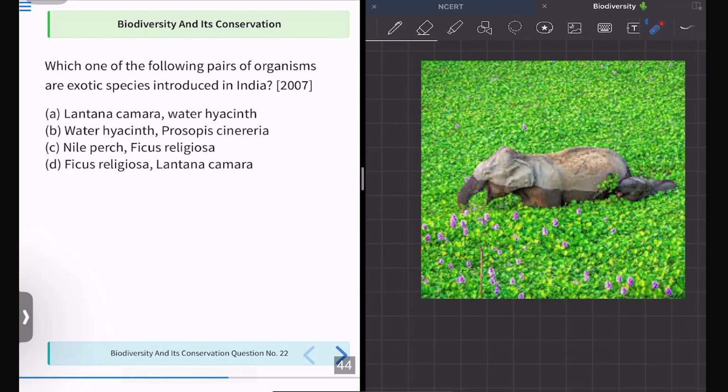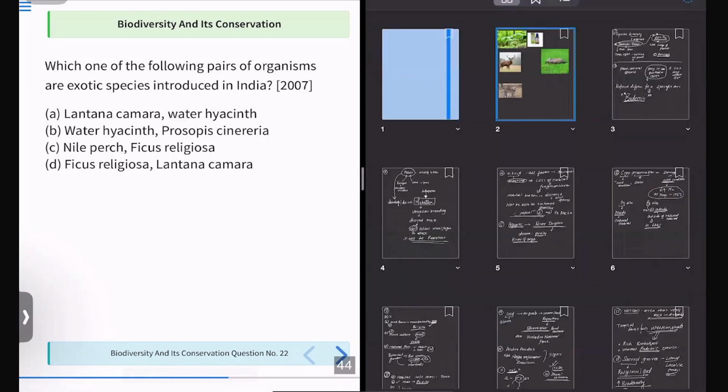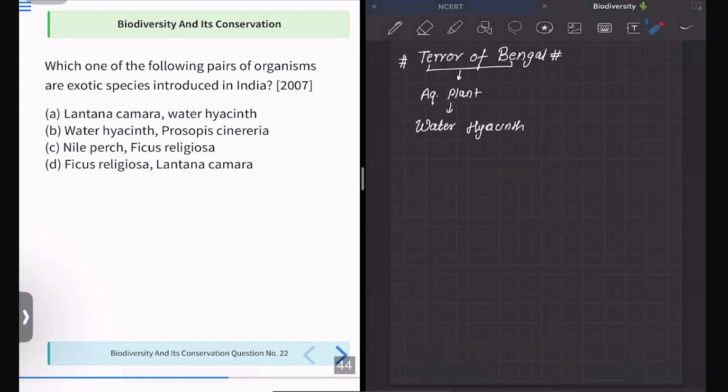But even when you are removing the water hyacinth, the growth is so rapid that even before you have completed removing the whole lake from this water hyacinth, new growth would have taken place and would have covered the area. So ultimately, since it is causing great oxygen depletion and causing death of fishes, we call it the terror of Bengal.